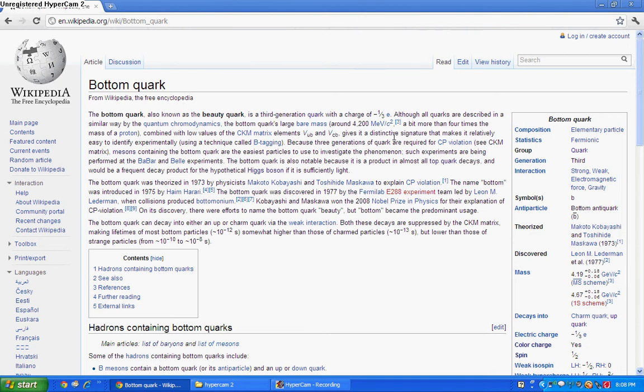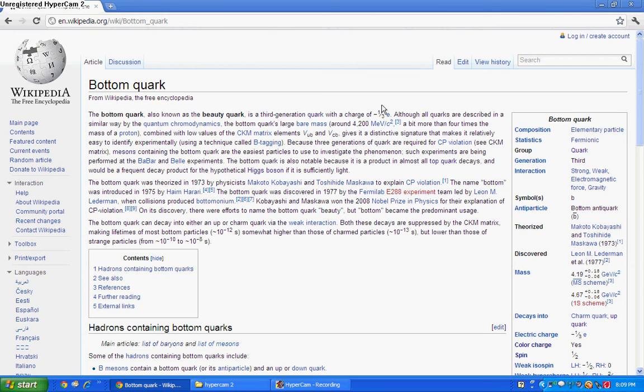The bottom quark has a super large rest mass: 4.2 GeV, or 4.2 giga electron volts. It's very large, four times the mass of a proton, so it's very easy to see using a technique called B tagging. B quarks are very easy to see. There are also particle accelerators called B factories, and the entire goal of them is to produce bottom quarks. So they're easy to produce and create, which is very nice.